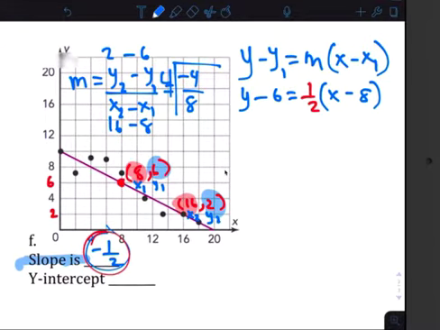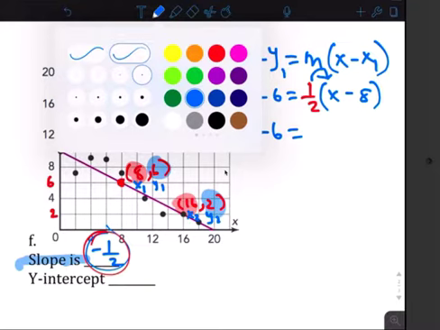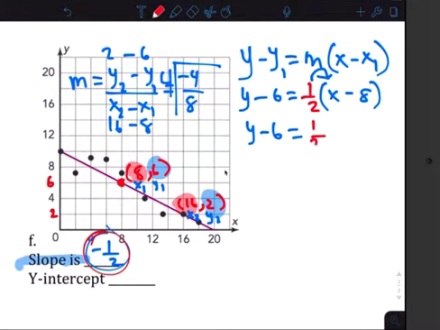So y minus 6 equals, distribute that. You get 1/2 x, and then just multiply that. So put in your calculator 1 divided by 2, then times 8. Or you get 8 divided by 2, you get a 4. Additive inverse, you get negative 4. Add 6, add 6. There's something wrong with this.